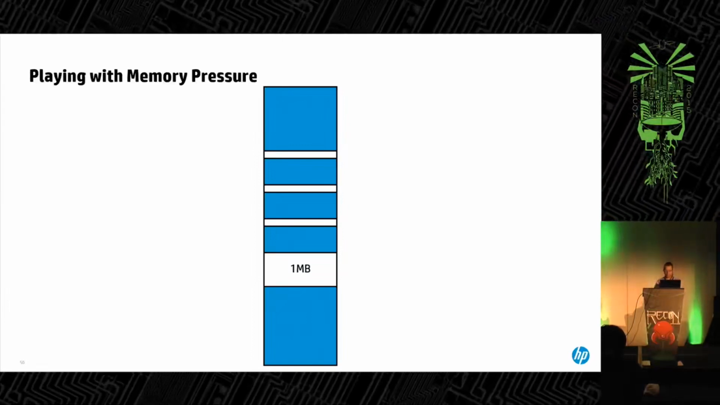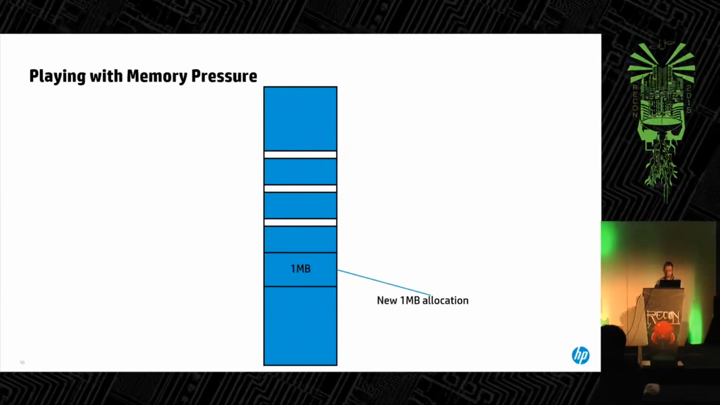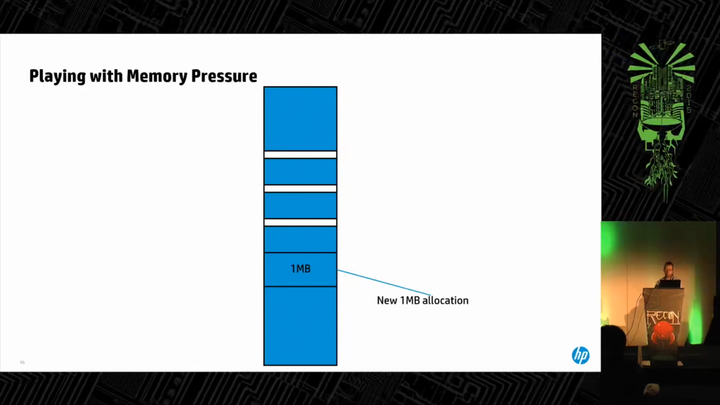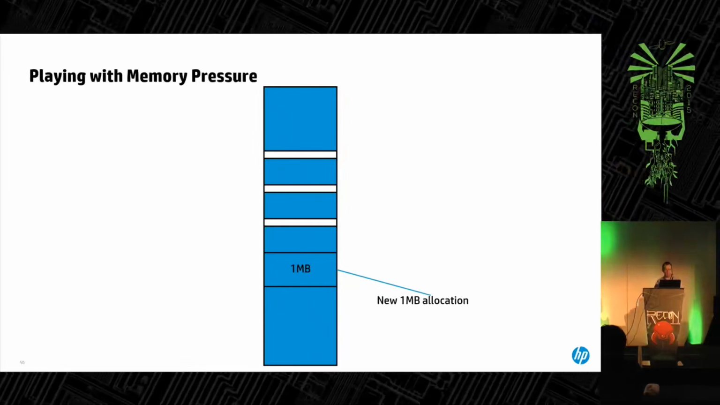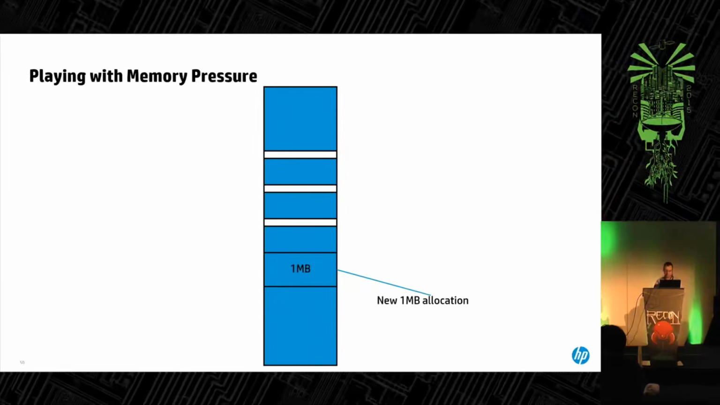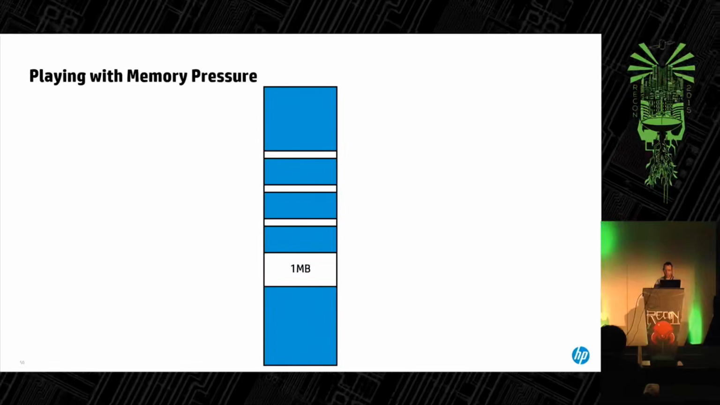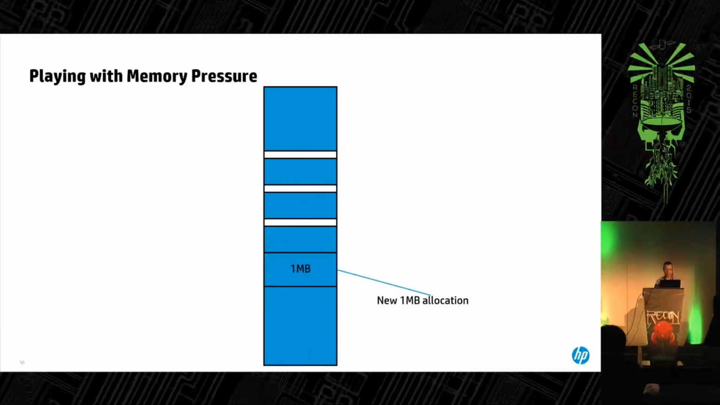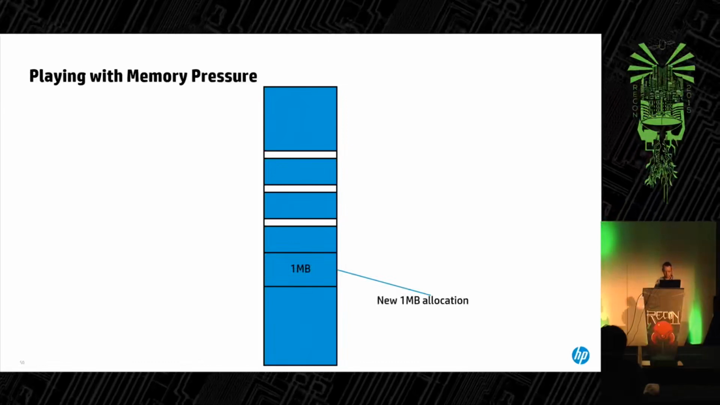Okay. So if we go back and we make one more 1 megabyte allocation, we know it will be placed right in that hole, because that's the only place it can fit. We can actually keep doing this over and over, allocating a 1 megabyte block and freeing it, allocating a 1 megabyte block and freeing it, and every single time it's going to be allocated in exactly the same place.